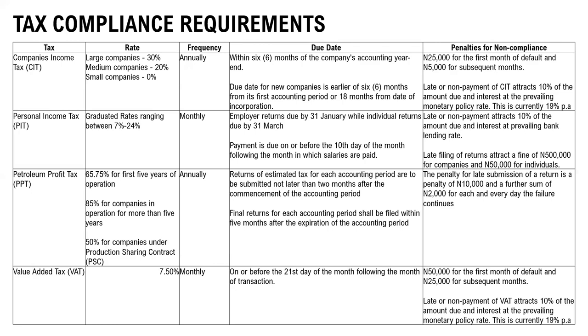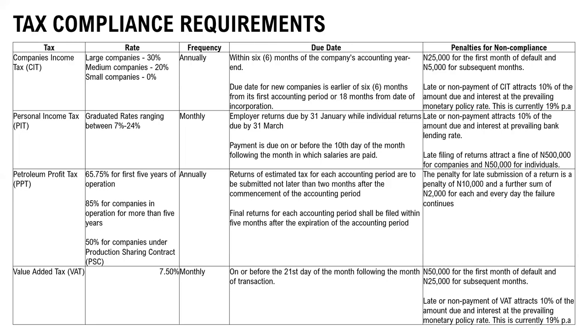Then for individual returns, like for your directors, your EDs, non-executive directors, you also have to remit their taxes before 31st of March. But for employees, it is 31st of January the next year. So all the employer returns for January to December 2023 must be remitted on or before 31st of January 2024, after doing your computations. And this will also help government catch companies that have not been remitting their employees' personal income taxes.